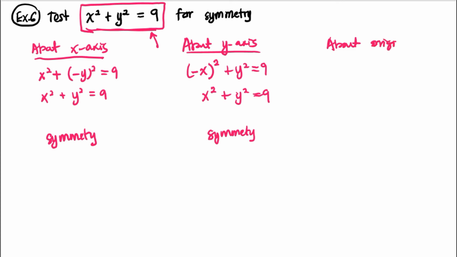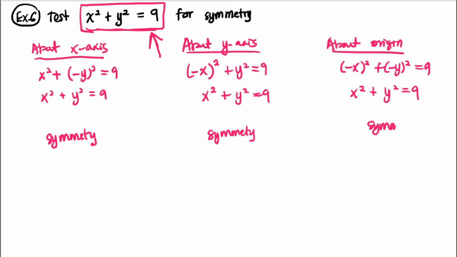Therefore we have to replace both variables x and y with negative x and negative y respectively. Therefore we'll have a negative x squared plus a negative y squared, which will become 9. We simplify this, x squared plus y squared, which will become 9. And this is going back to the original equation here. Therefore we can say that it is symmetry.